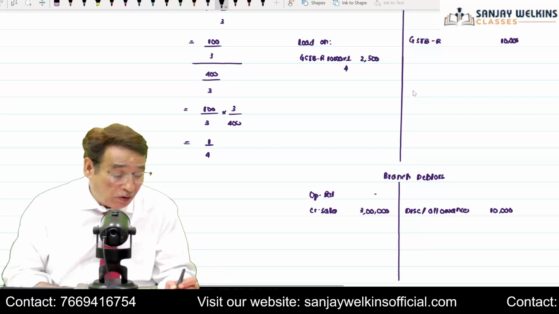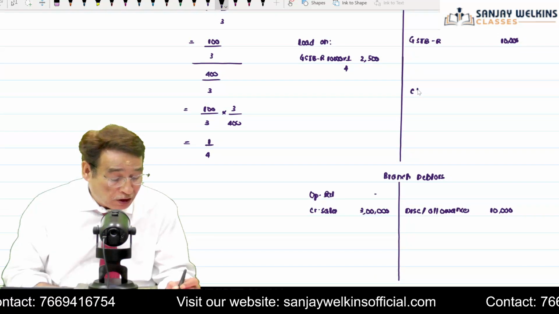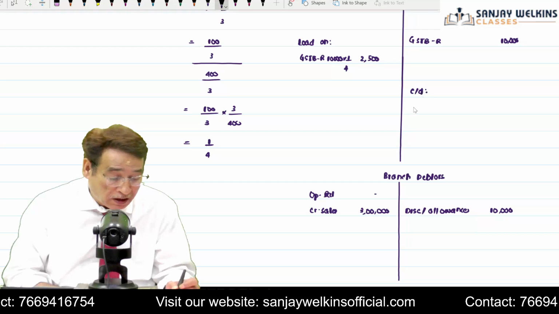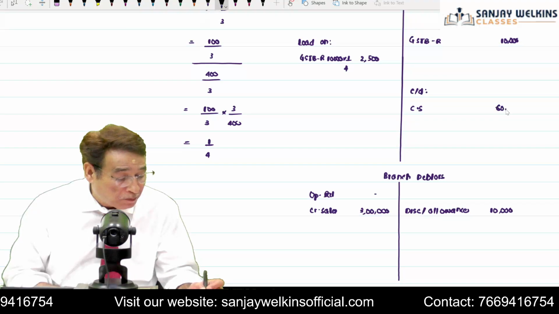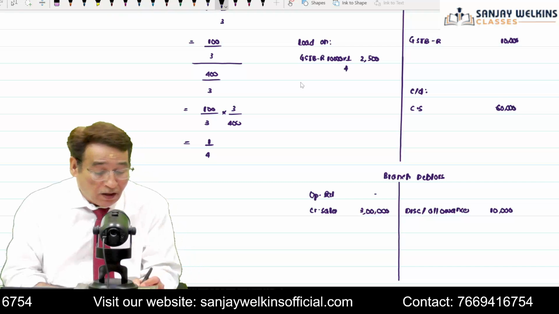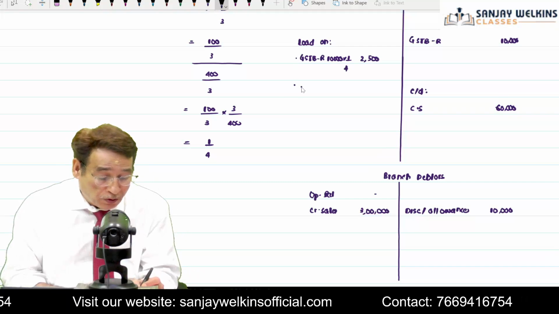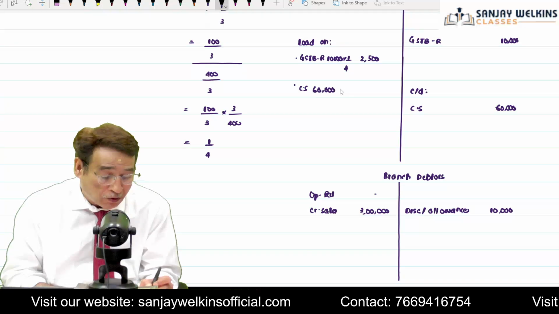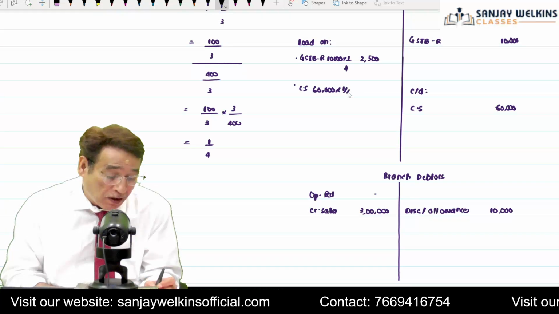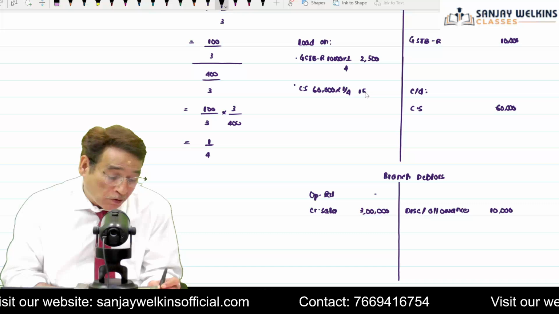So we'll move into the opposite side of the branch account, wherein we are going to write balance carried down. Over here, we are going to write closing stock, and the amount of closing stock happens to be 60,000. And then I will write here loading on closing stock, that is 60,000 into 1 by 4, that is equal to 15,000.